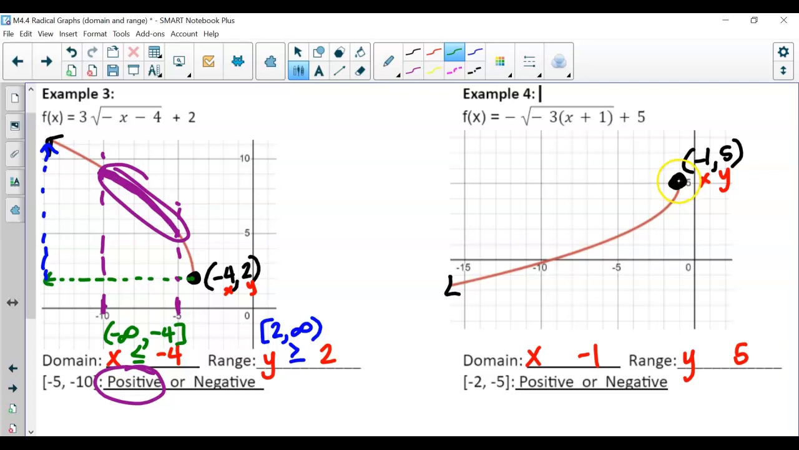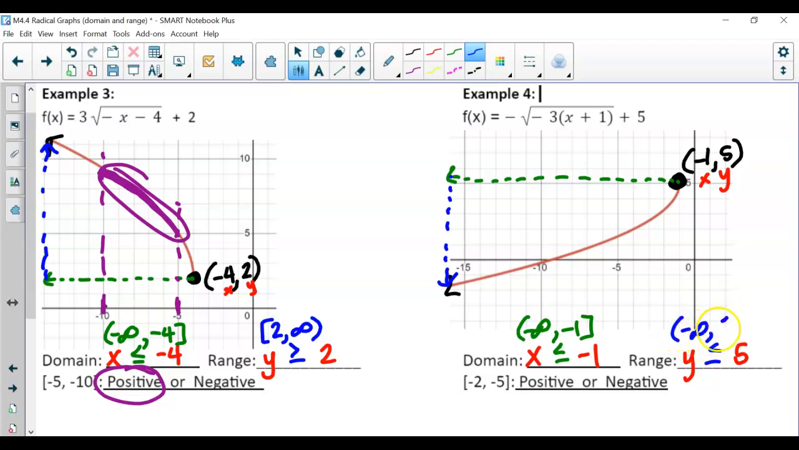So now let's look at the direction. From our starting point, we're going to the left, which means we're going less than or equal to -1. So we write this as negative infinity to -1 here. Then our range from here, is our graph going up or down? Down. So this is also y values are less than or equal to 5, or again, negative infinity to 5 with our bracket.